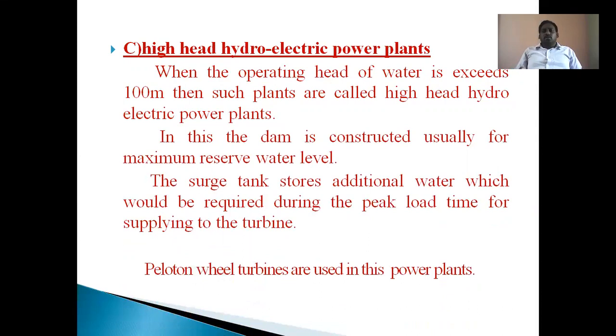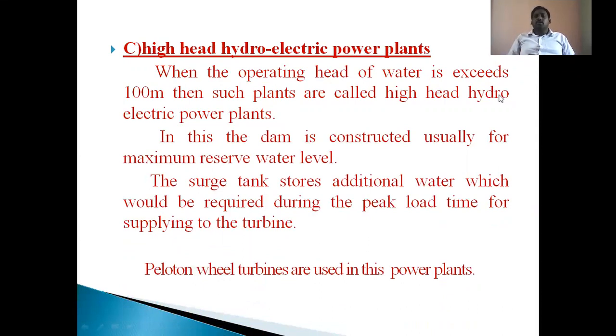Finally, the maximum amount of mechanical energy we can obtain. Finally, the maximum amount of electrical energy is generated. That's why we can meet the peak load demand by using this type of power plants. Pelton wheel turbines are used in these hydroelectric power plants. Why? Because they can develop high mechanical energy, and they can withstand this high kinetic energy of water. That's why we can use Pelton wheel turbines.